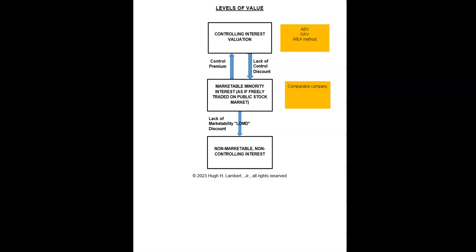So before we go to the non-controlling, non-marketable, I just want to talk about how to get back and forth between these two levels of value on the chart, the controlling interest and the marketable minority. If a company is trading in the public markets and then is taken over by another company, you often see a jump in the stock price of the company that's going to be taken over. And we're going to discuss this in class more. That jump in price is called a control premium.